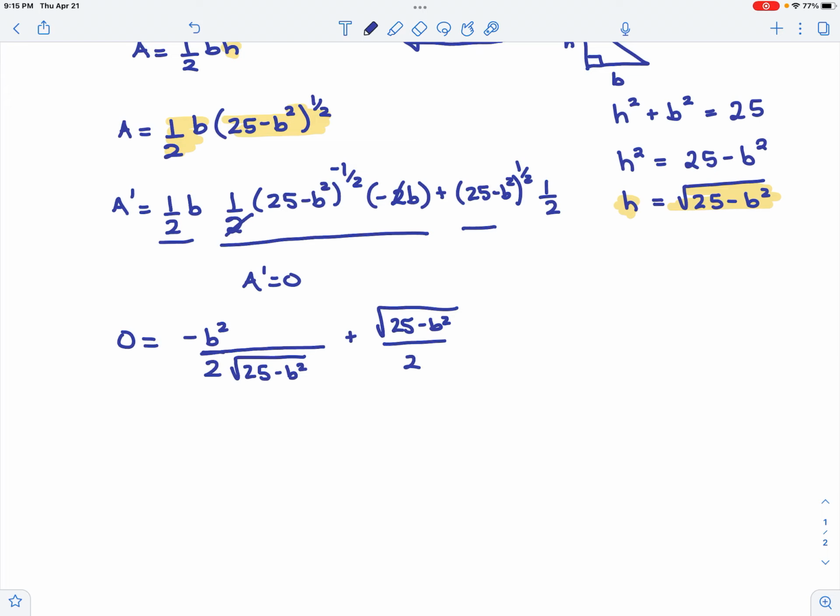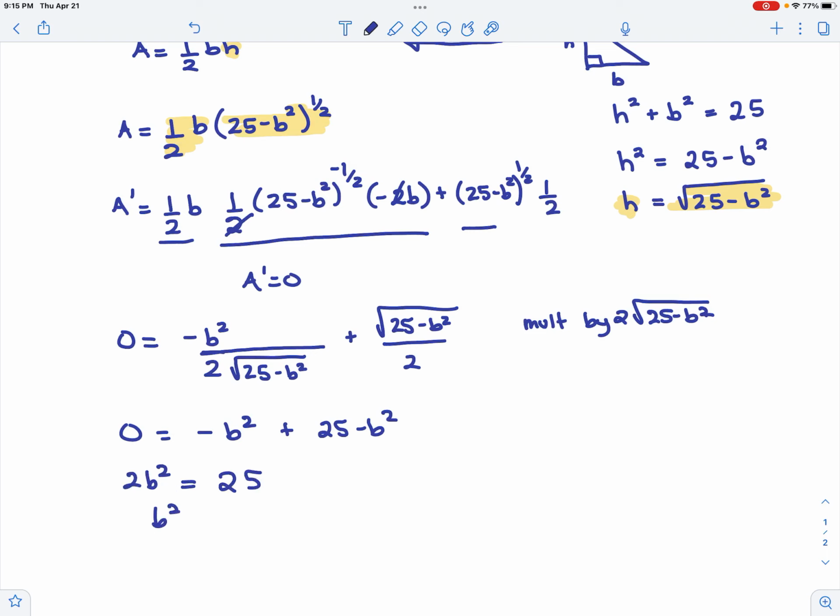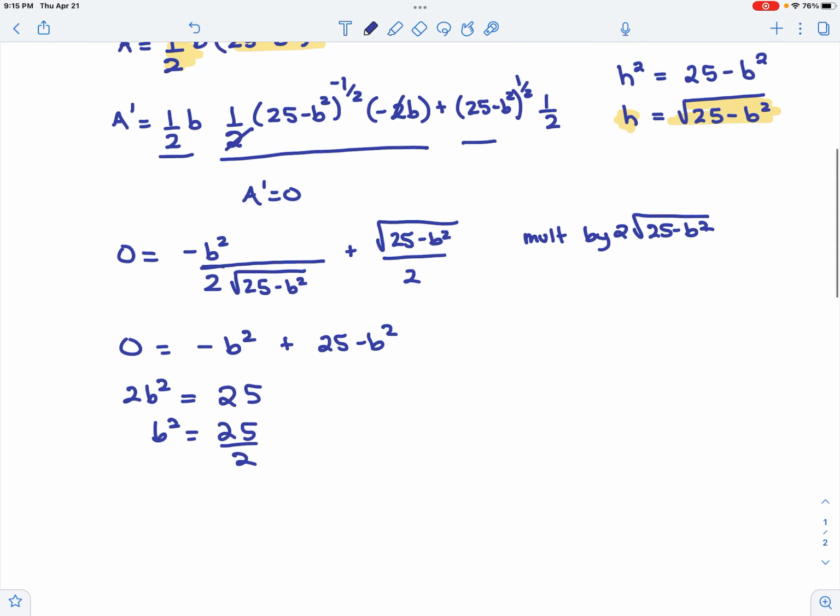So if I just multiply everything through by 2 times the square root of 25 minus b squared, that should work. And so I still get 0 equals minus b squared, and then plus 25 minus b squared. When I multiply through by that, the 2's cancel, the square roots cancel. And so then I get minus b squared and minus b squared. So I can move 2b squared to the other side. And then I get b squared equals 25 over 2.